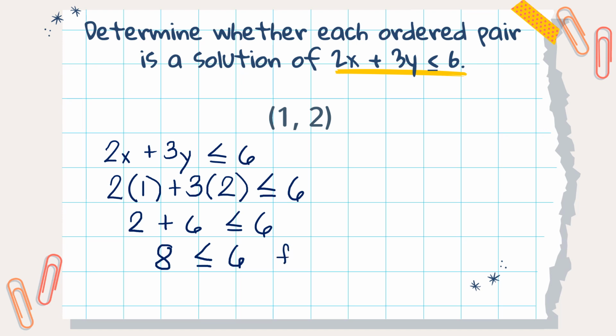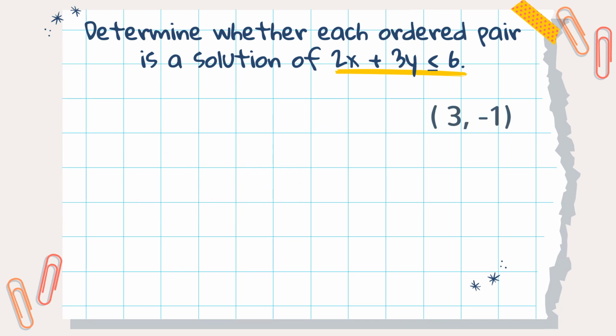Yes, the statement is false. 8 is actually greater than 6. So therefore, (1, 2) is not a solution of the linear inequality 2x + 3y ≤ 6. Let's have the last example for this solution of linear inequality.